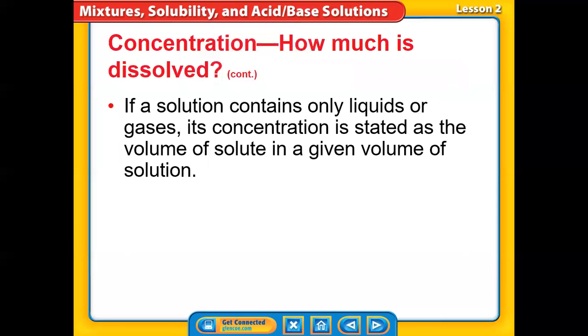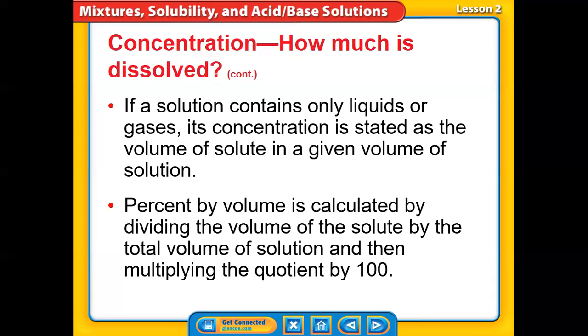This is the way that we could calculate the concentration if we have a solid solute that dissolves in a liquid. But on the other hand, if we have another type of solution, such as a gas that dissolves in a liquid, or a liquid that dissolves in another liquid, or a gas that dissolves in a gas, we have a different way to calculate the concentration. In this way, we just divide the volume of the solute by the total volume of the solution.